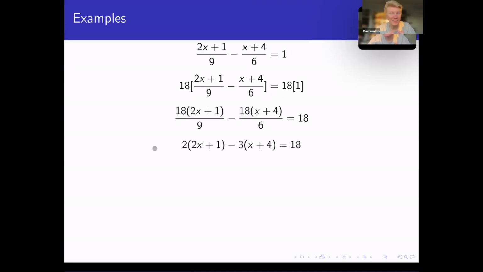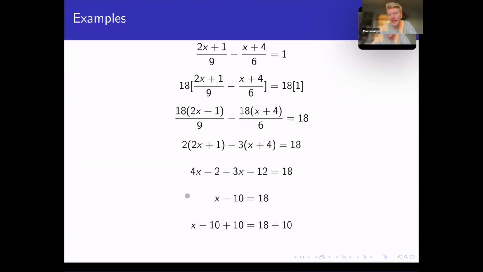And now from here, not nearly as scary as it initially looked with fractions. Let's distribute 2. Let's distribute -3. We can combine some like terms. 4x minus 3x is just x. +2 minus 12, you have $2. You spend $12, you are now $10 in debt. And last but not least, we only need to add 10 to both sides. Don't even need to divide everything by some number because x is all by itself.